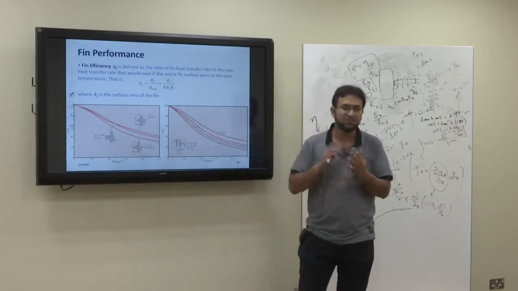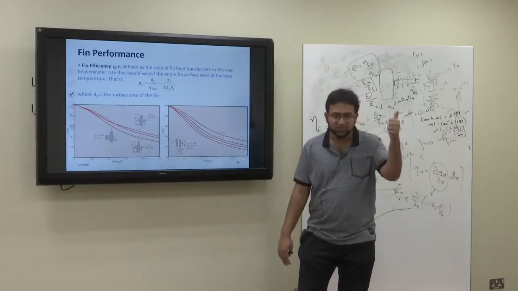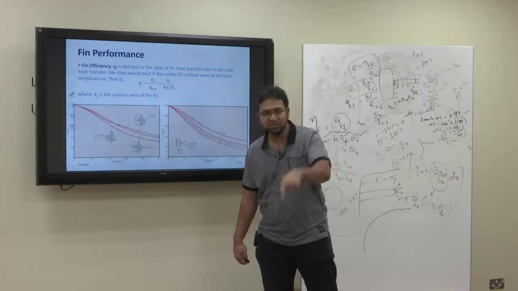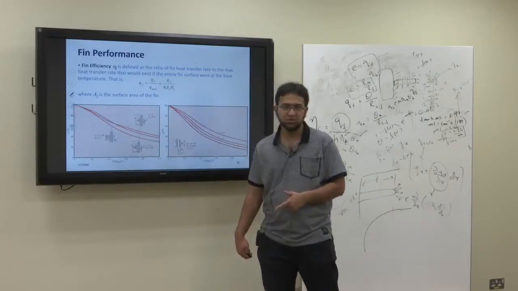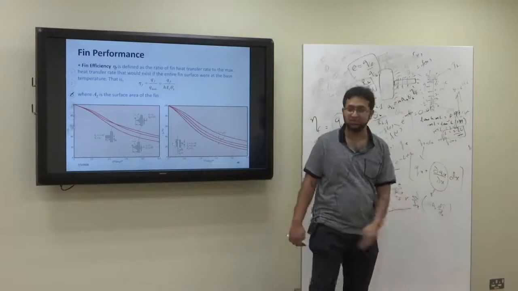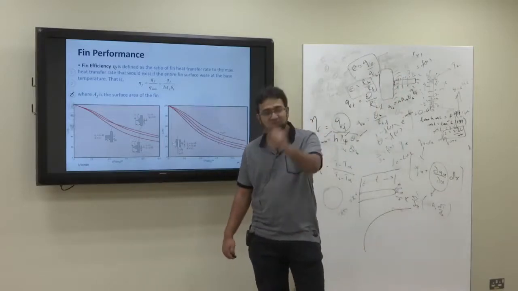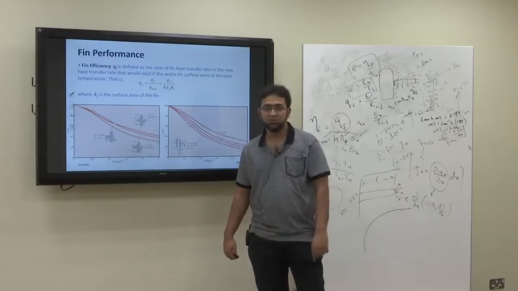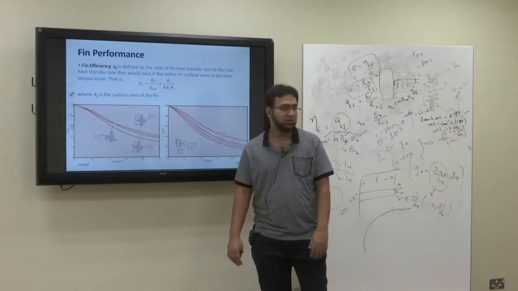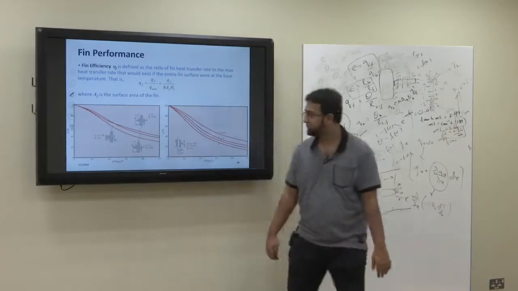Fin performance is determined by three factors: fin effectiveness, fin resistance, and fin efficiency. Fin efficiency must be less than 100%. It's not possible for the whole fin to be at base temperature, so it should be less than 100%. Fin effectiveness must be greater than 2. If it is less than 2, then the fin is useless. And fin resistance is the ratio of resistances.